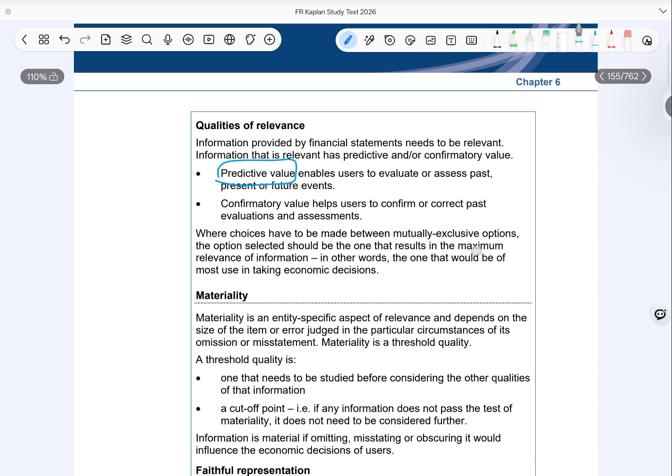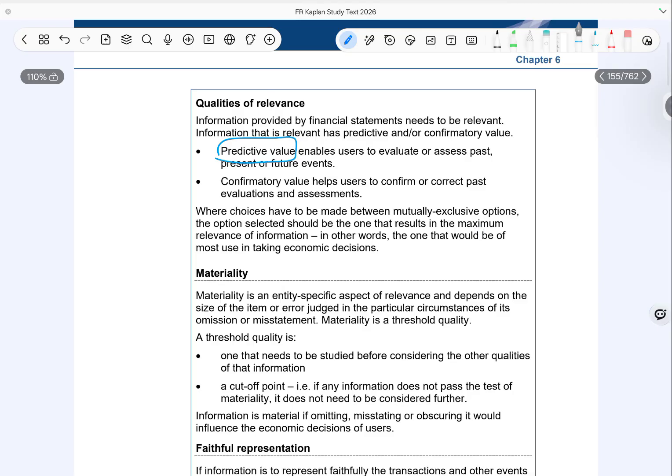For example, if a company's profits have been increasing every year, investors may predict that the company will continue performing well. So past and present information helps users estimate future performance. So simply remember, predictive value equals helps predict future outcomes.